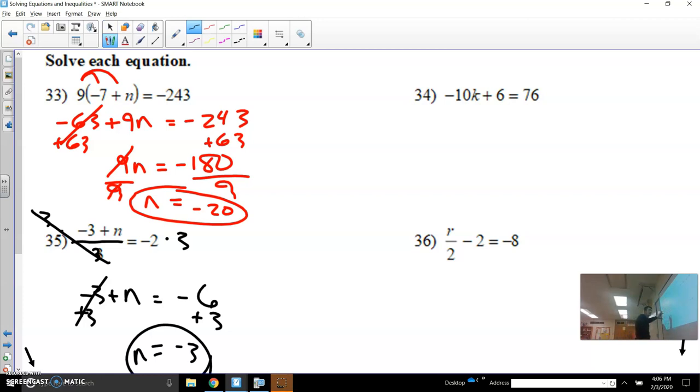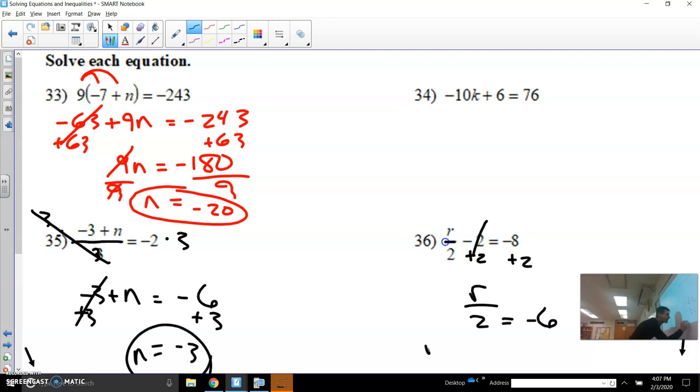So 35 and 36 are slightly different. In 35, the entire left side is divided by 3, but in 36, really only this part of the left side is divided by 2. So I shouldn't start by multiplying, because this left side is not all divided by the 2, unlike 35. I will tell you the first step here: we need to add 2 over. What number divided by 2 is negative 6? And then I'll let you finish that problem out.